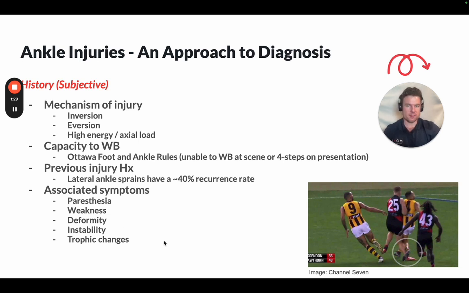A deformity will give things away in terms of is there an acute fracture or dislocation, and then you're looking for instability as one of the key symptoms with most common ankle injuries too.